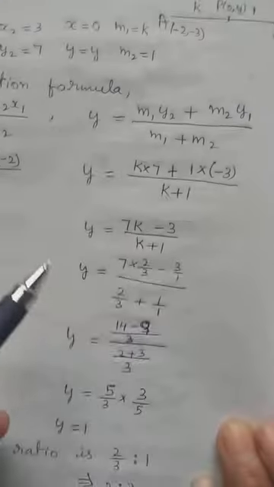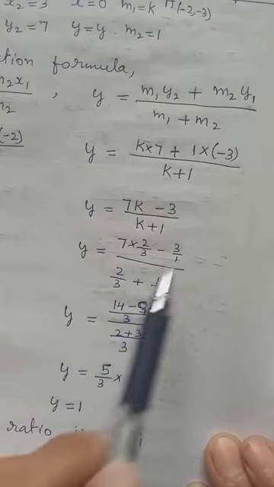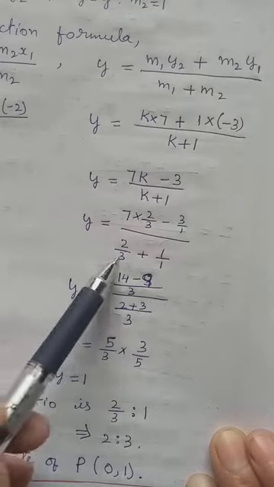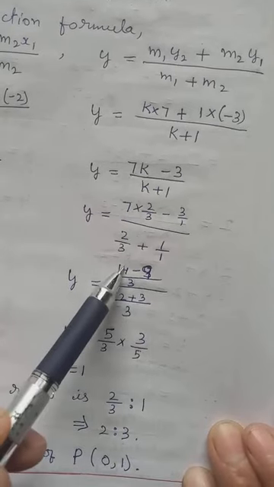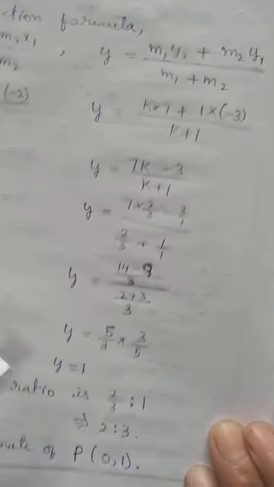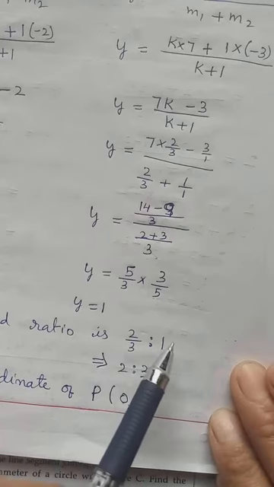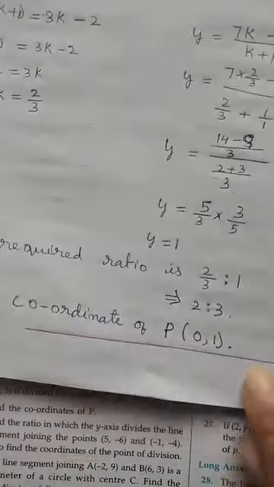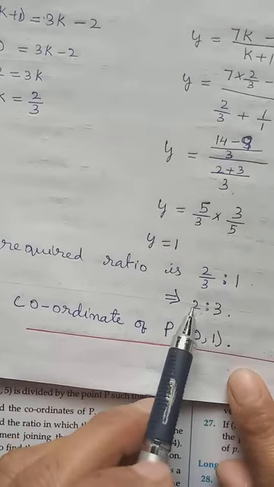So 7 into 2 by 3. We have a fraction, so we find the LCM. 3 and 1, 3. 3 divide 3, 1. 1 into 14, 14. 1 divide 3, 3. 3 into 3, 9. Then down also, 3 and 1, 3. 3 divide 3, 1. 1 into 2, 2. 1 divide 3, 3. So above we have minus 5 by 3, and the 3s we can cancel, so 5 by 5 we divide, we get 1. So the ratio will be k is to 1, in place of k, 2 is to 3. This 3 we multiply to this side, we get 2 is to 3. Then the point on the y-axis is 0, and in place of y we put 1. So this is the required point which divides A and B in the ratio 2 is to 3.